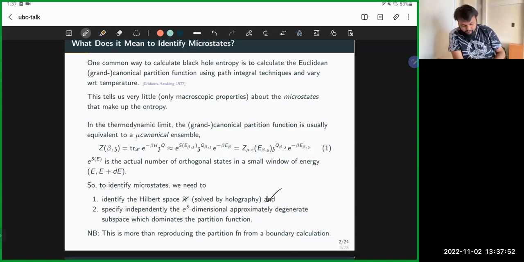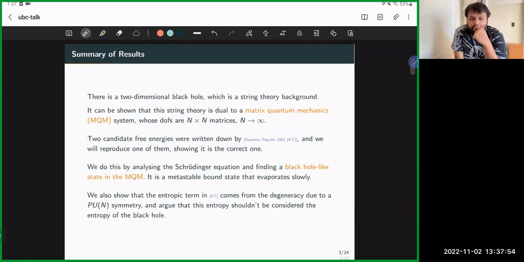Yeah. So let me summarize our results. As you can imagine, I want to say that we are identifying microstates in a two-dimensional case.